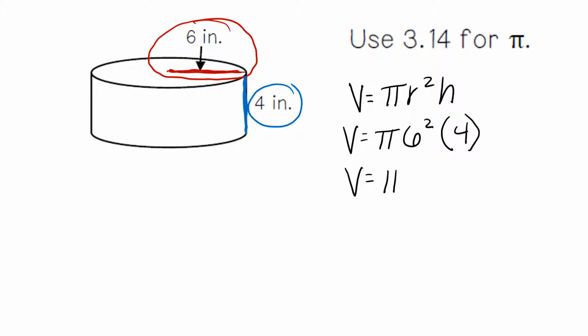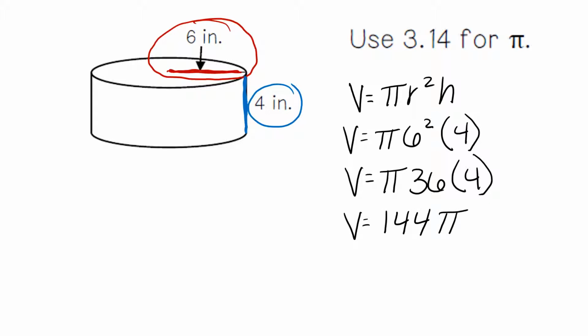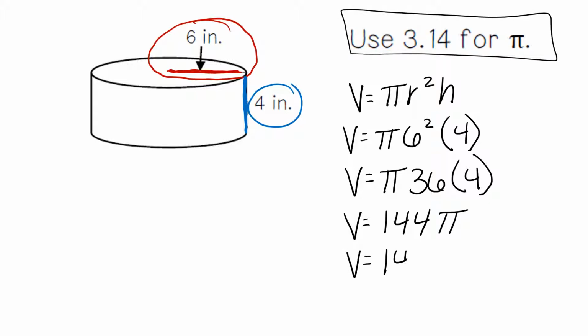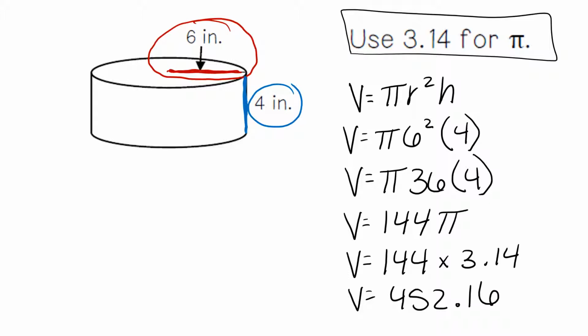To solve the problem, we do 6 squared first, which gets us 36. Then we can solve 36 times 4, which is 144. And then our last step, it tells us to use 3.14 for pi. So we're going to do 144 times our pi value, 3.14. And we get 452.16. We only need 1 decimal place in our answer.